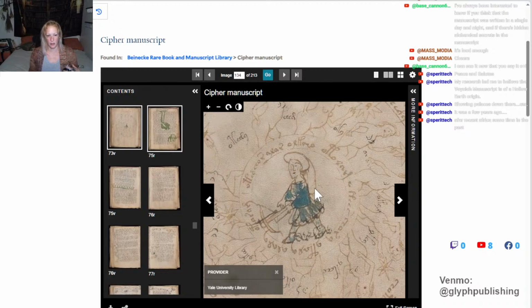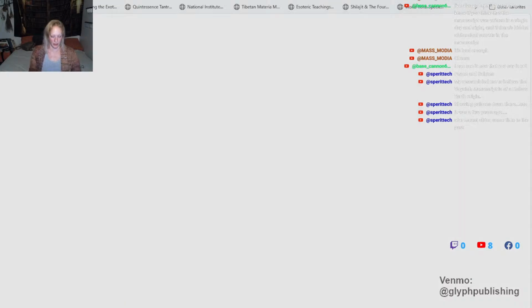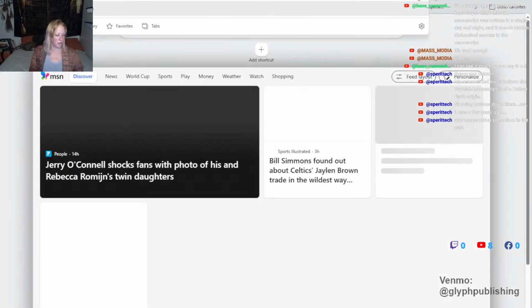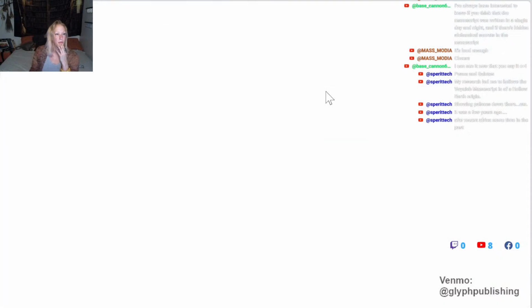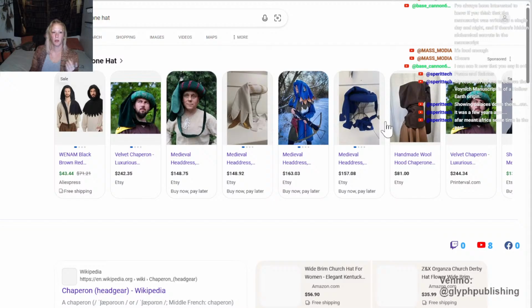Notice his hat right here. This hat is very specific to a specific region in Switzerland. The Kingdom of Burgundy and Alsace, France, in that area, wore the chaperone. It's this really nifty little hat, very, very popular in that area. See, this is the chaperone.